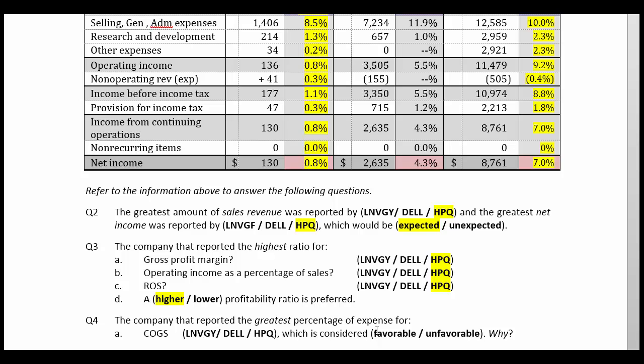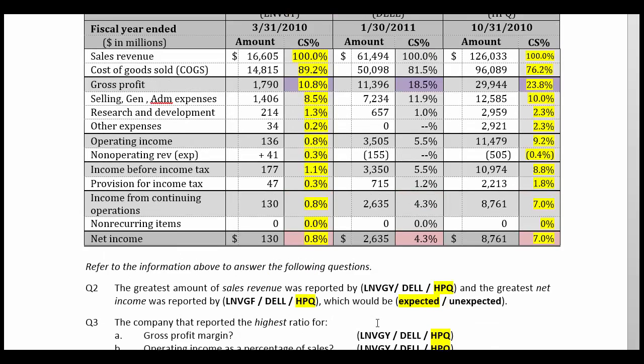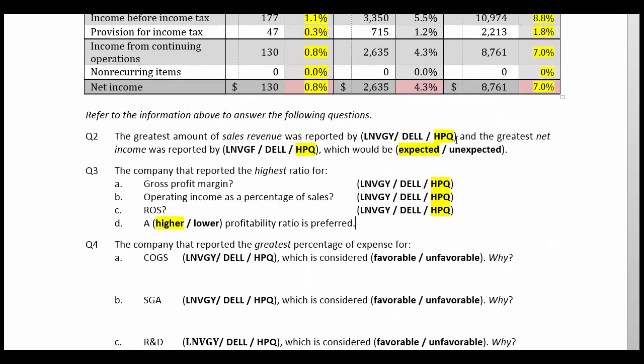Which company reported the greater percentage of expense for cost of goods sold? Let's see here. It's 89.2% for Lenovo, 81.5% for Dell, and 76.2% for Hewlett-Packard. So the greatest percentage of expense was for Lenovo. And that's considered unfavorable because costs are high.